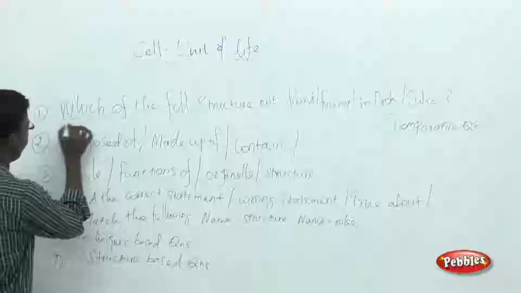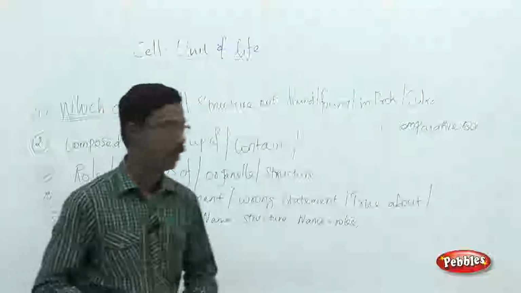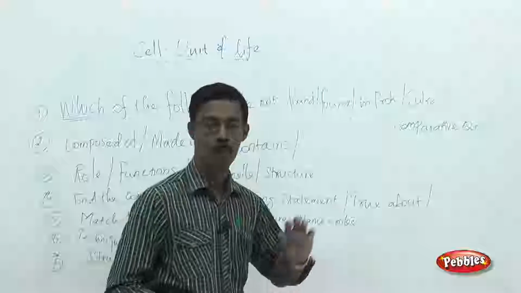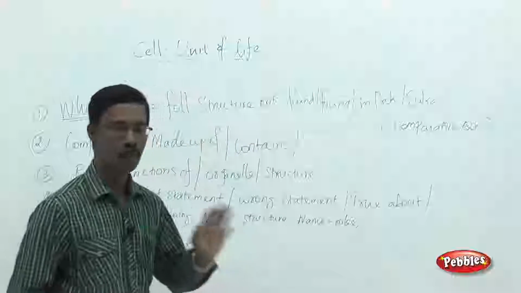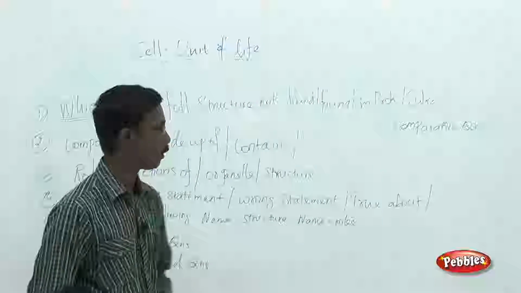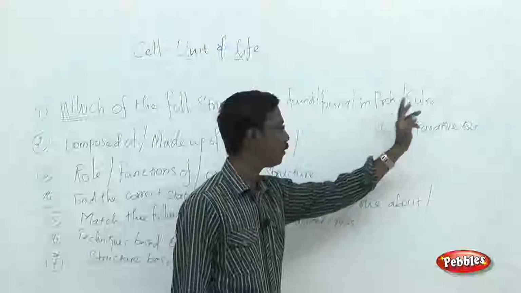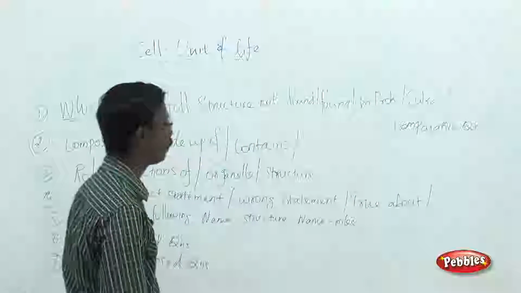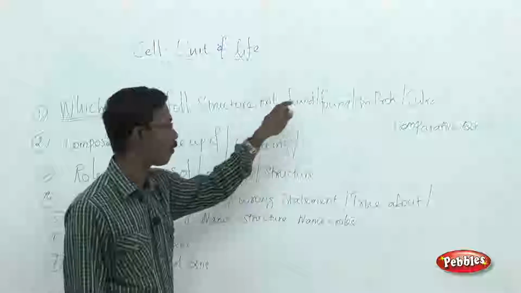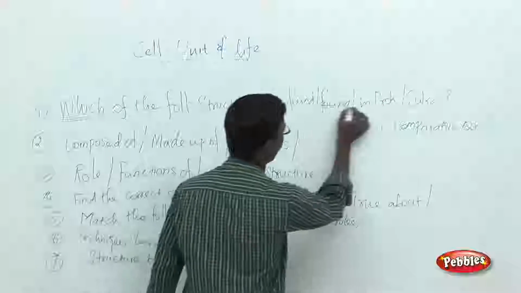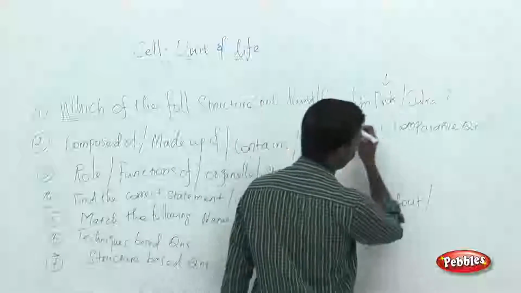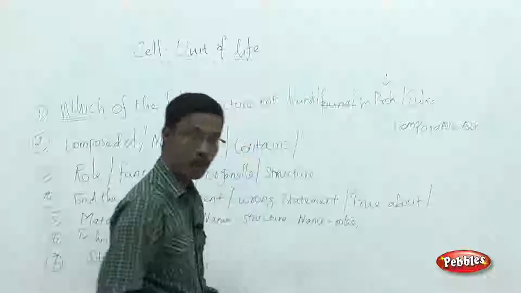So the first and very common type of question you can expect from this unit is the comparative questions. As I told you, the major topic we have seen in this unit is the prokaryotic cells and the eukaryotic cells, so you can expect the major questions from the comparative analysis of these structures. They are going to compare the prokaryotic cells and eukaryotic cells, and they will ask questions from this comparative analysis. For example, which of the following structures is not found in the eukaryotic cell?